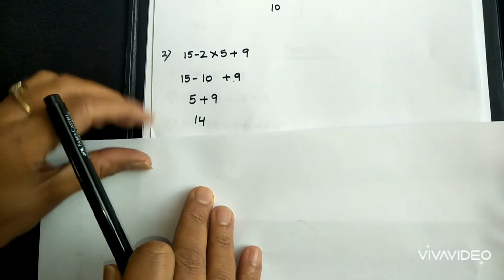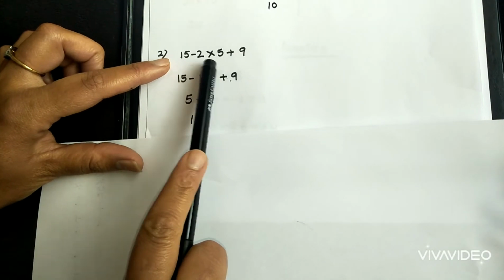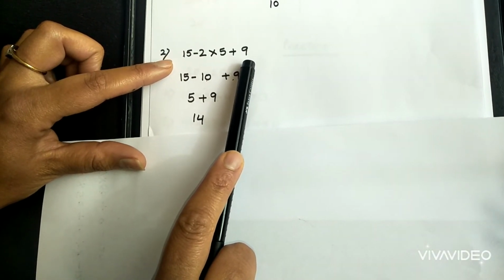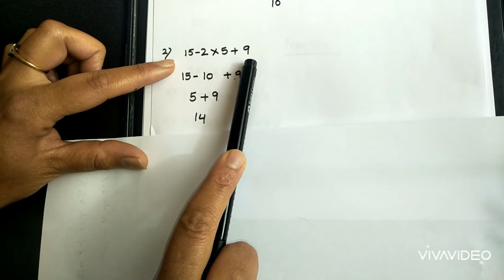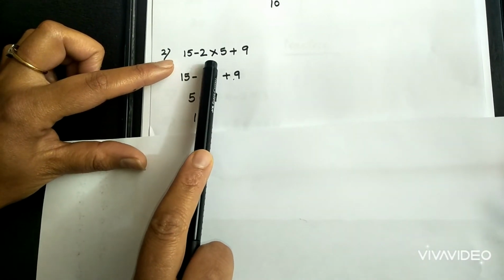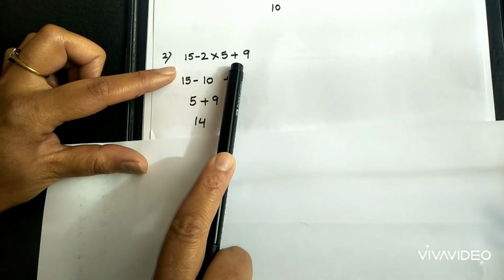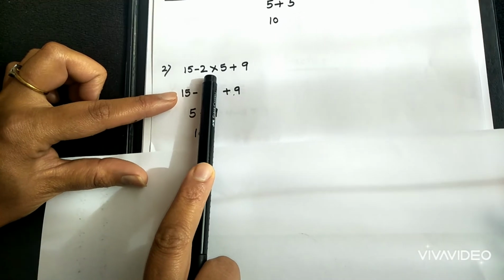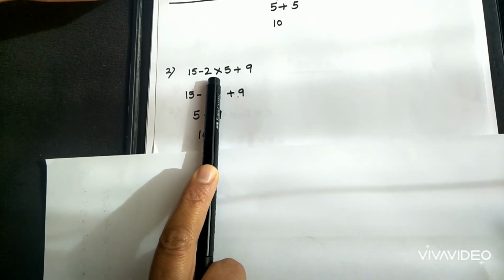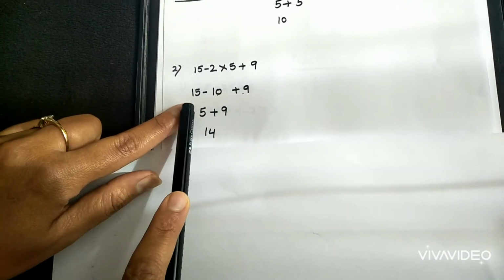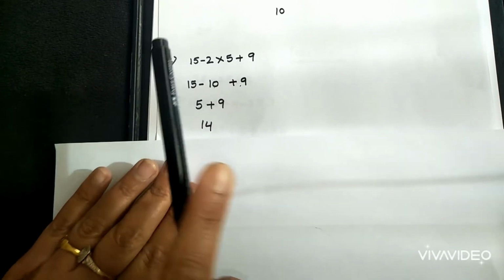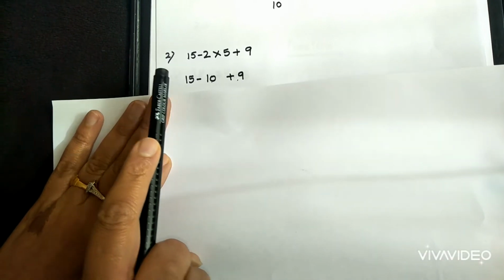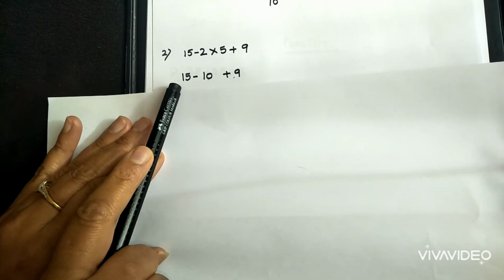Here we got 15 minus 2 times 5 plus 9. What do you see in this example? We have a mix of subtraction, multiplication and addition. In this question, we will first solve multiplication as per our rule. So here we just keep 15 as it is. I'll explain you step by step. In this first step, I'll just put 15 as it is.